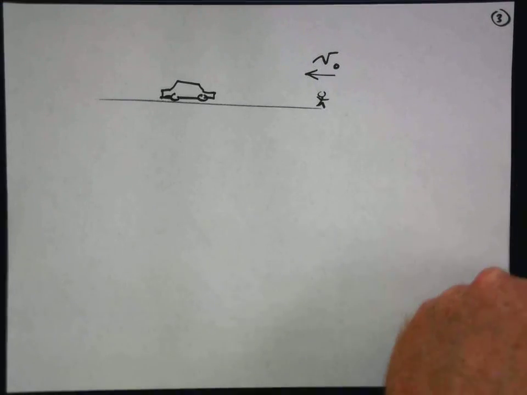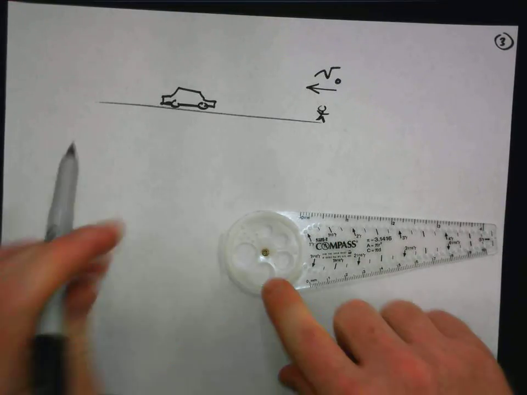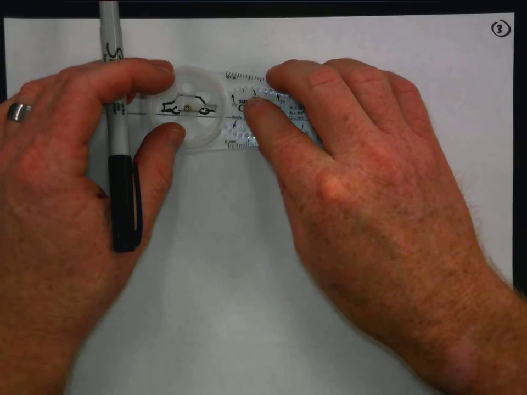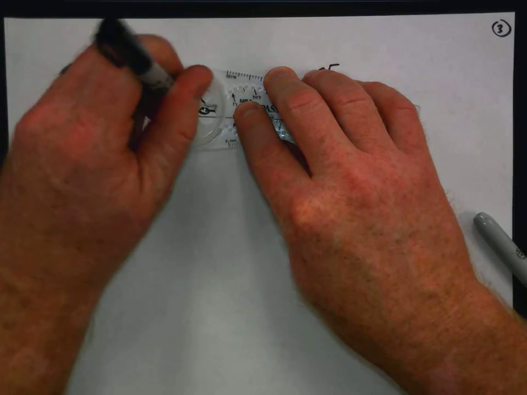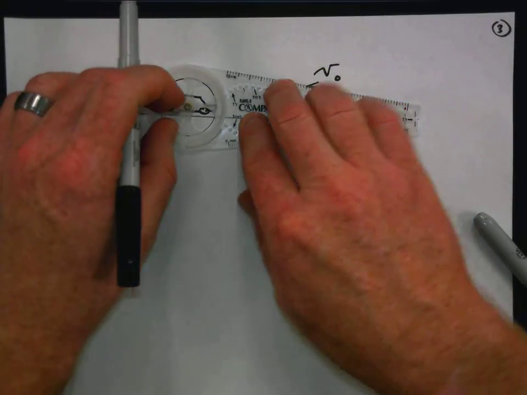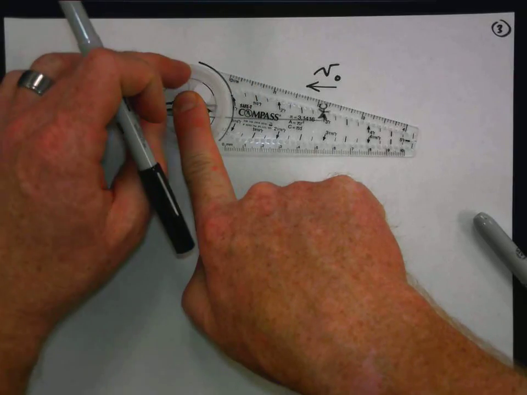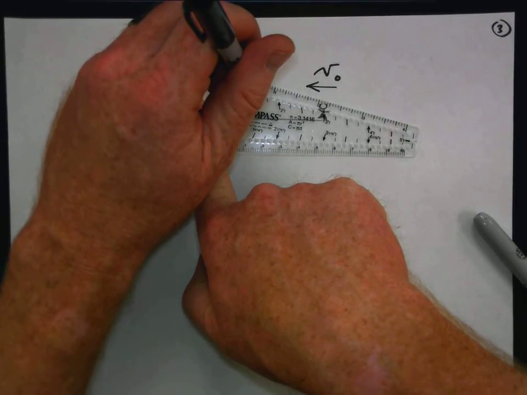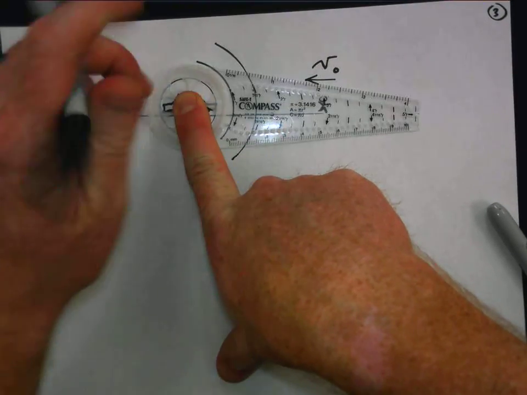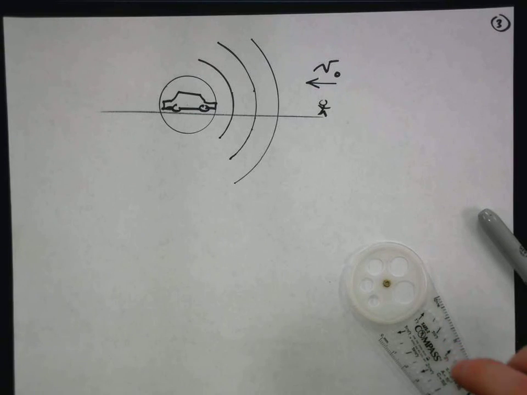This source of the sound is producing sound waves. Let's draw a few of those in real quick. And we're going to say centered right about there. Okay, so we can go 1, and we can go 2, and we can go 3, and let's do one more. Okay, that's really all we need to do.